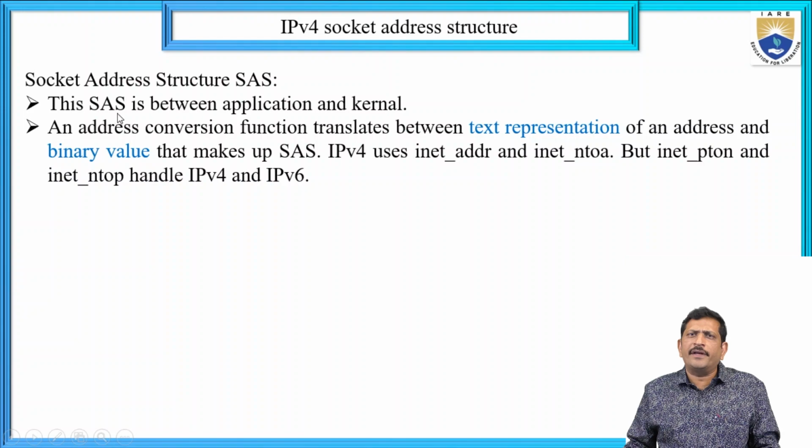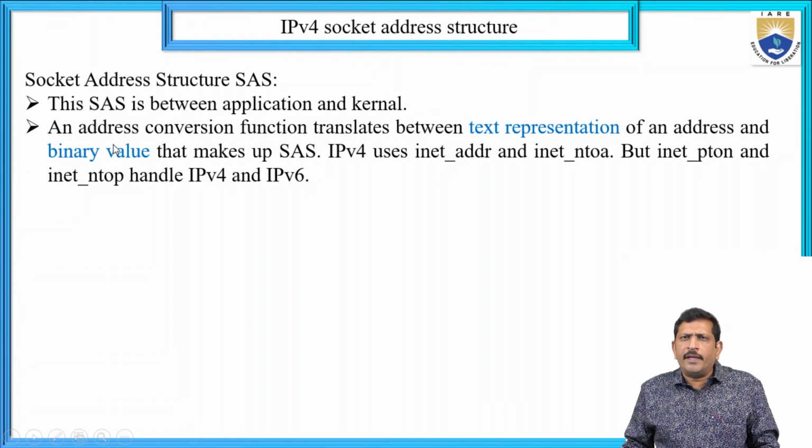This socket address structure is established between the application and the kernel. The kernel is nothing but the core component of the operating system and the server. Address conversion functions translate between the text representation of an address and binary values. That makes a SAS, that is a socket address structure.